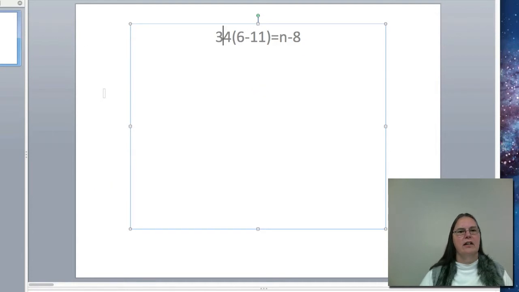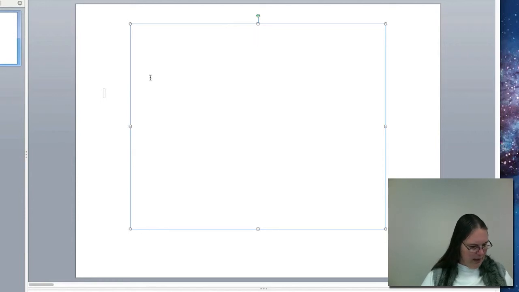So let's clear this stuff and do another problem. Let's just use the pen because for some reason the pen works better for me. Let's do 2x equals 24.